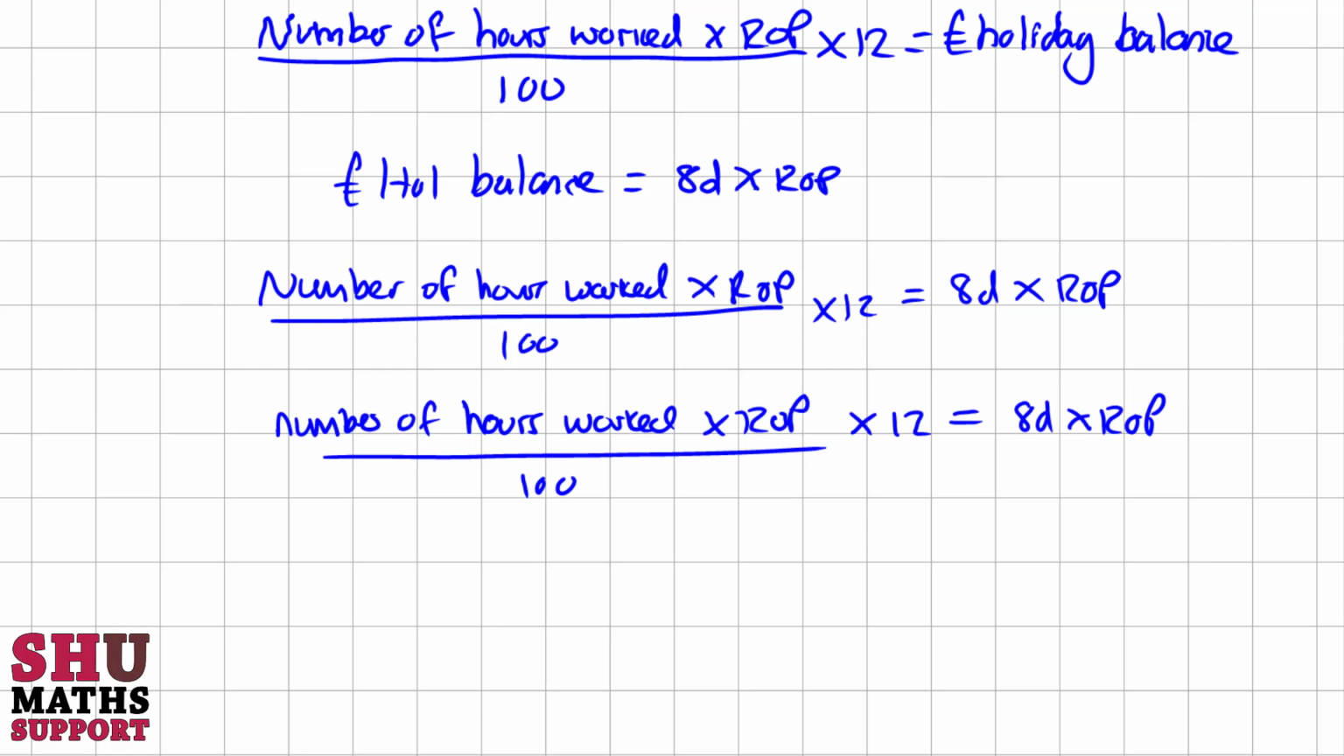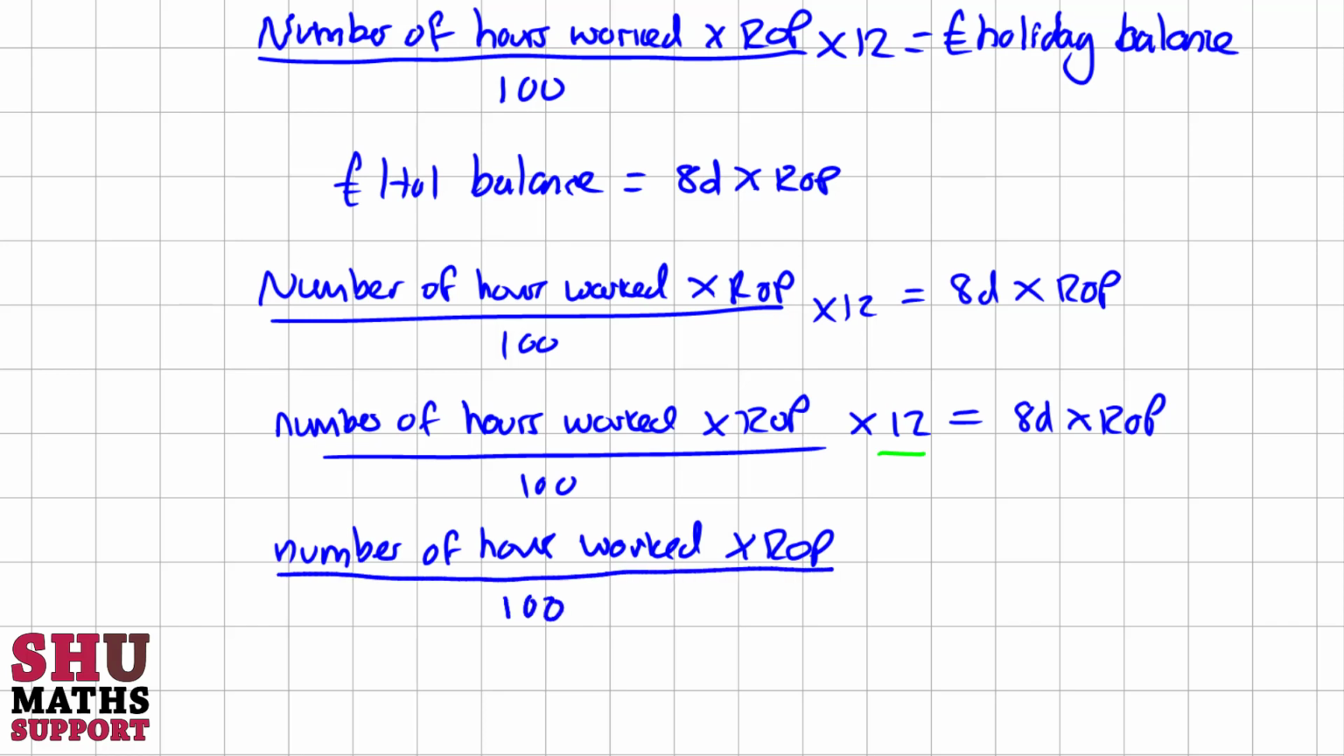And then if we were to rearrange for the number of hours worked, we'll start off by getting rid of the times 12, so we need to divide both sides by 12. If I divide the left-hand side by 12, I would have the number of hours worked times by the rate of pay divided by 100 is equal to 8d times by the rate of pay divided by 12.